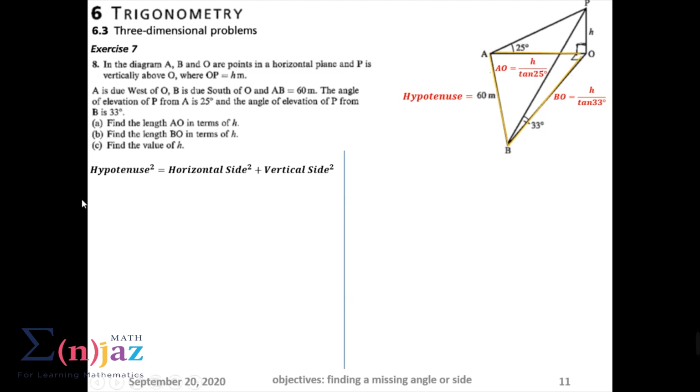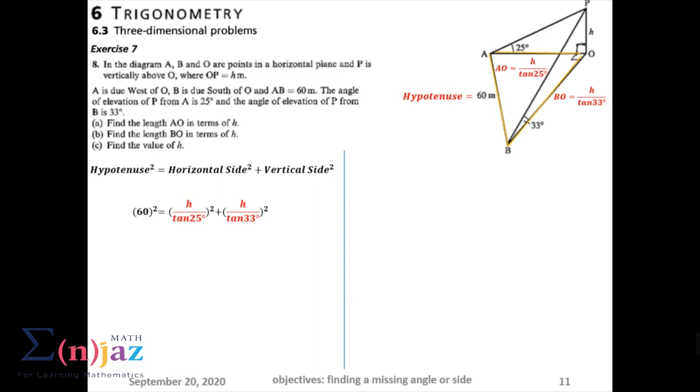The hypotenuse is 60, so here it's going to be 60 to the power of 2. If we assume that the horizontal is AO, so AO is h over tan of 25, all to the power of 2, plus the vertical side is BO squared, so BO is equal to h over tan of 33, all to the power of 2, as following. So 60 to the power of 2 is equal to (h over tan of 25) to the power of 2 plus (h over tan of 33) to the power of 2.